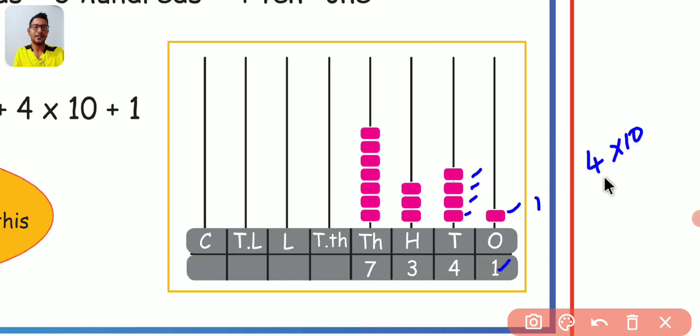Yes, this is the expanded form of this one. So here we have 4 beads, 1, 2, 3, 4, so they are writing 4. Here in hundreds, how many beads are there? 1, 2, 3. So they are writing 3. In thousands, how many beads are there? 1, 2, 3, 4, 5, 6, 7 beads. So they are writing 7. That's all, abacus. I hope you understand.